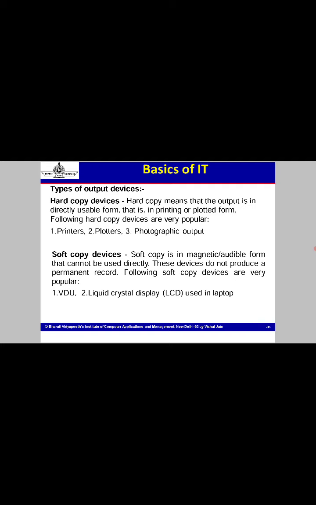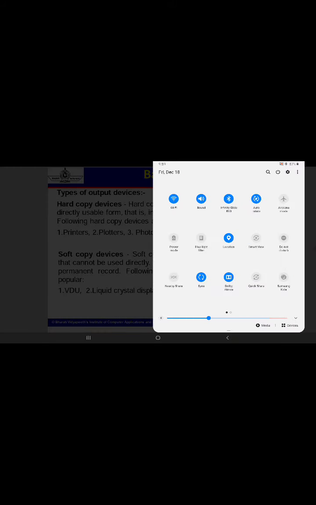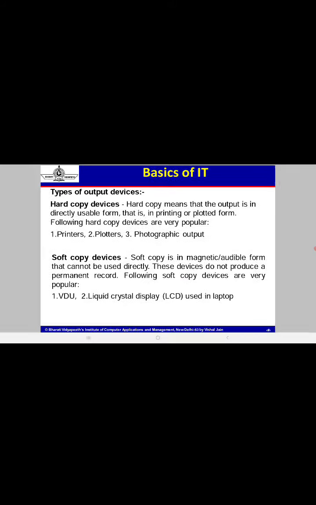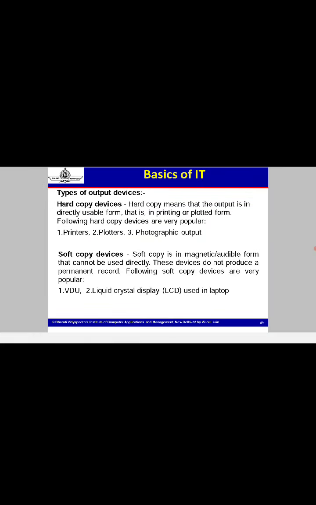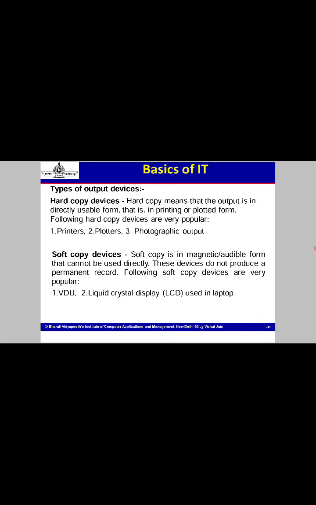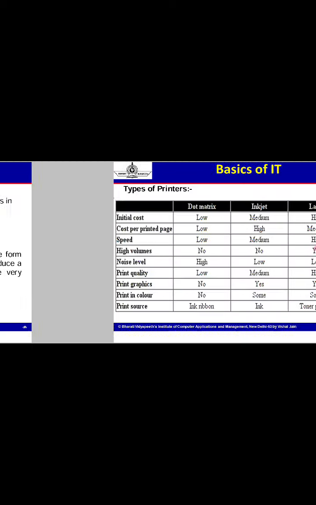These devices do not produce a permanent record. Following soft copy devices are very popular: VDU means screens, and liquid crystal displays, LCDs. LCDs and VDUs are different types of screen monitors. So the hard copy outputs are printers, plotters, and photographic outputs.